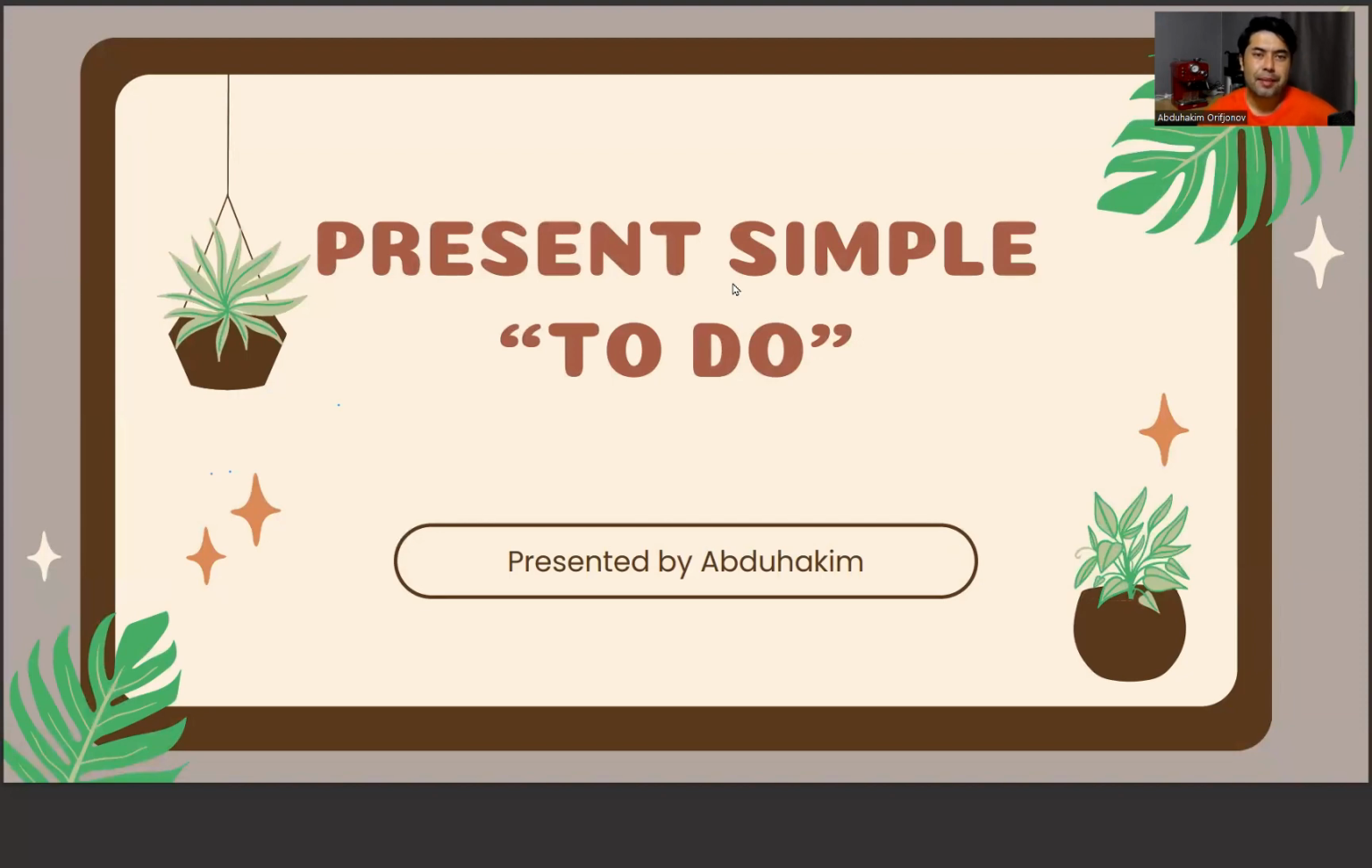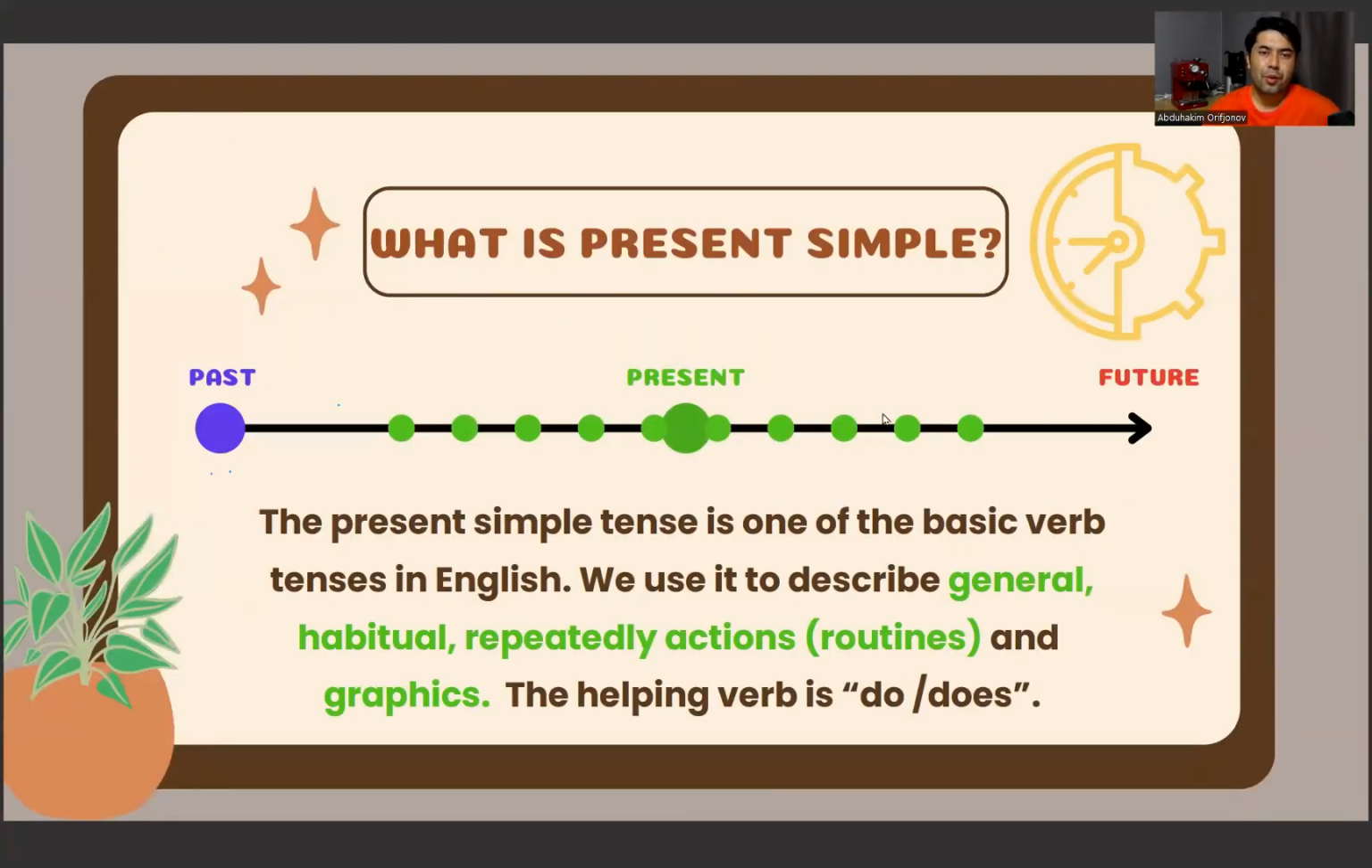Today our topic is present simple to do. Last time we learned about present simple to be, and this is to do, just do. Well, presented by Hakim. And what's present simple? Well, this is a timeline. You can see the past time, present time, and future time. We will talk about this present simple.